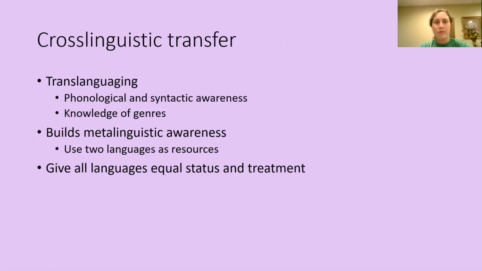So now I'm going to talk about cross-linguistic transfer. Translanguaging provides phonological and syntactic awareness, and also the knowledge of genres can transfer. So if you know how to write a letter in English, and then you see a letter in Spanish and it says querida Laura, you could kind of assume that querida means dear because you know the genre. You can kind of anticipate what structures it's going to have.